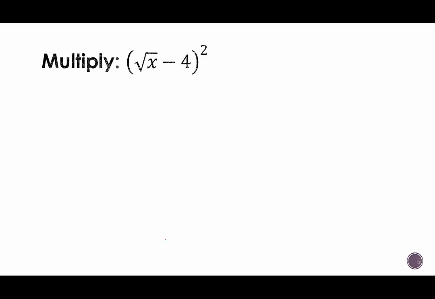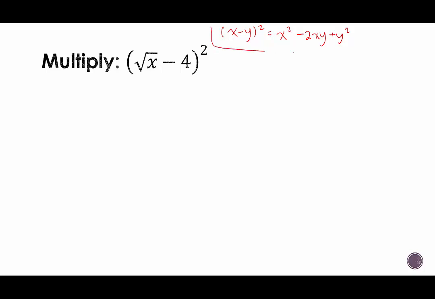Our next example, this would be a two-termed factor squared. We might know the shortcut of the binomial square, which says if we have x minus y quantity squared, we can multiply this by squaring the first term, subtracting the product of the two terms, and adding the second term squared. If you don't know that, you can of course expand. You just want to make sure you don't distribute an exponent over subtraction because that's not a property that exists.